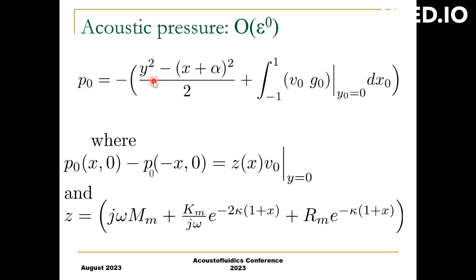Our pressure is a function of the vertical position y, the horizontal position x, as well as the vertical velocity v naught, and g naught is Green's function. The pressure differential across the length of the channel is equal to the impedance times the velocity v naught. And the impedance of the basilar membrane is a function of mass m, the stiffness k, and the resistance r of the basilar membrane. And note how k and r change exponentially with horizontal position.